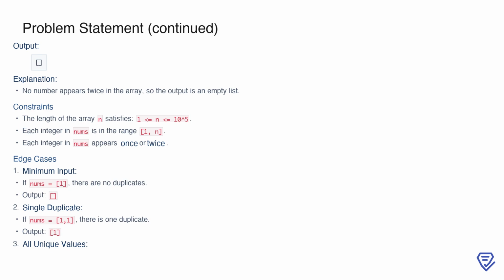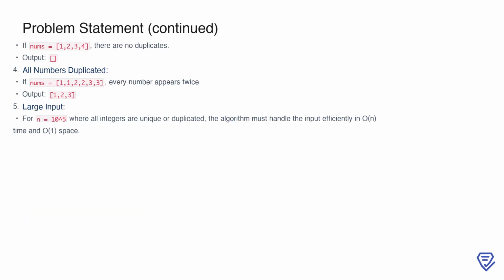Let's also address some edge cases. For the minimum input, such as nums equals 1, where there are no duplicates, the output is an empty list. For a case with a single duplicate, such as nums equals 1, 1, the output is 1. Similarly, if all values in the array are unique, like in nums equals 1, 2, 3, 4, the output is again an empty list. Now, consider a scenario where every number in the array appears twice. For example, if nums equals 1, 1, 2, 2, 3, 3, all three numbers 1, 2, and 3 are duplicated, so the output is 1, 2, 3.